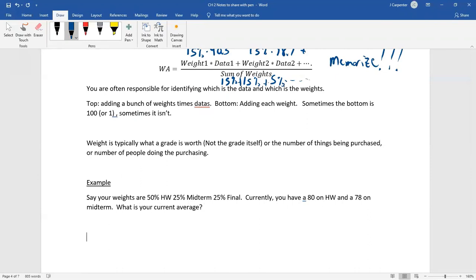So I'm not saying you have an 80 on just one or two homeworks. I'm saying you have hundreds and 95s and 72s. You add them all up, divide by the number of homeworks, you got an 80 as your average. And you earned a 78 on the midterm. So these grades are pretty close to each other. What is your current average?